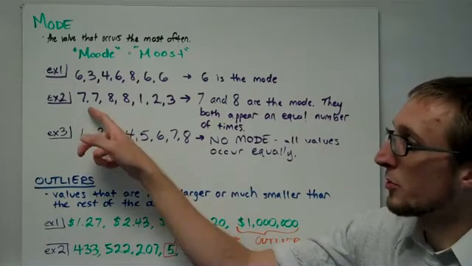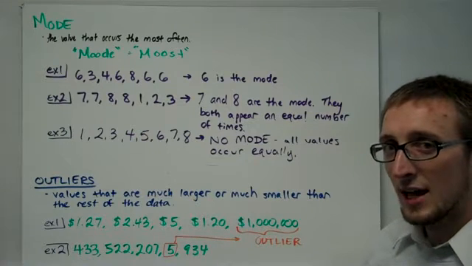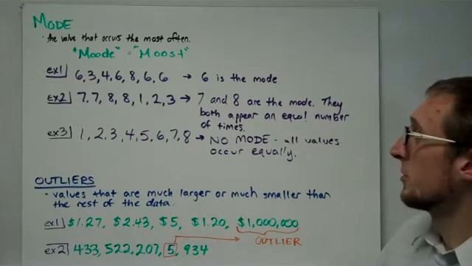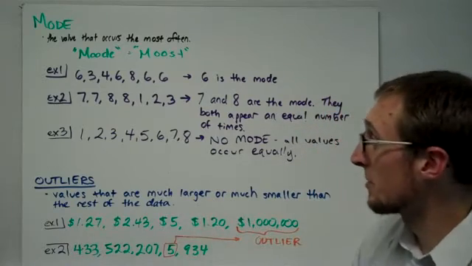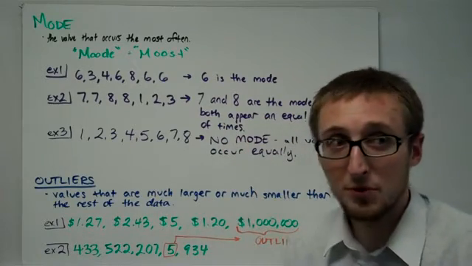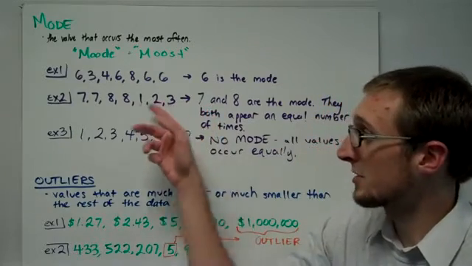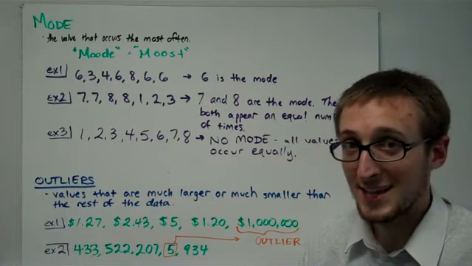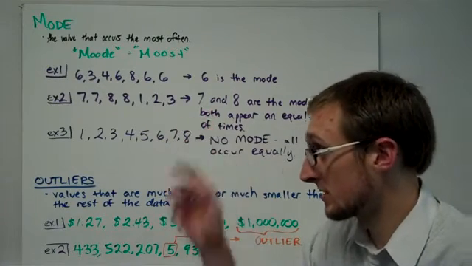In the next example, we have 7, 7, 8, 8, 1, 2, 3. 7 and 8 are both the mode. There's 2 modes in this list of numbers. They both appear the same number of times, so they both have to be considered part of the mode. So if I were to ask you what the mode is, you'd say 7 and 8. It's not just 7, it's not just 8, it's both of them, 7 and 8.